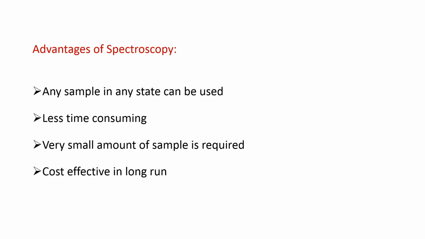So there are some advantages for spectroscopy. Any sample in any state can be used. It is a less time consuming process. Very small amount of sample is required for spectroscopic measurements and it is cost effective in the long run. All these are the advantages of spectroscopy, and today we have different types of spectroscopies like UV spectroscopy, IR spectroscopy, mass spectroscopy, X-ray spectroscopy, photoelectron spectroscopy. Now the area or the study of spectroscopy is vast.